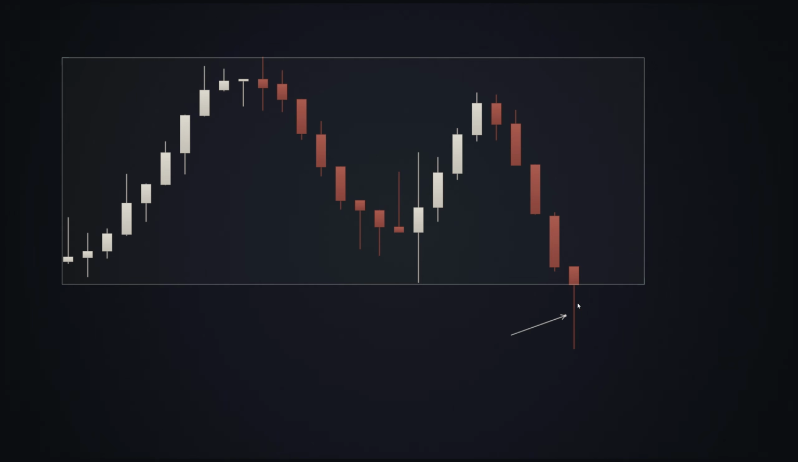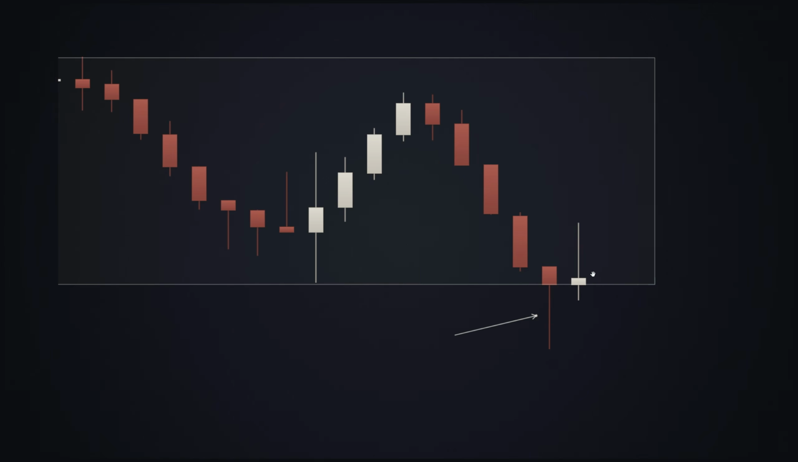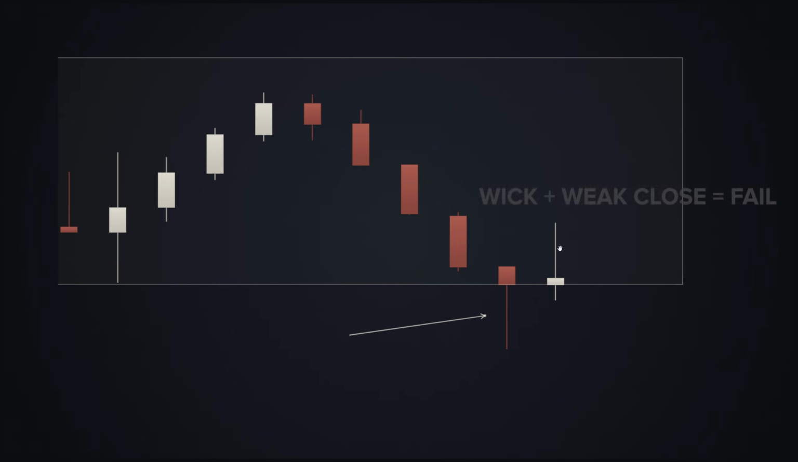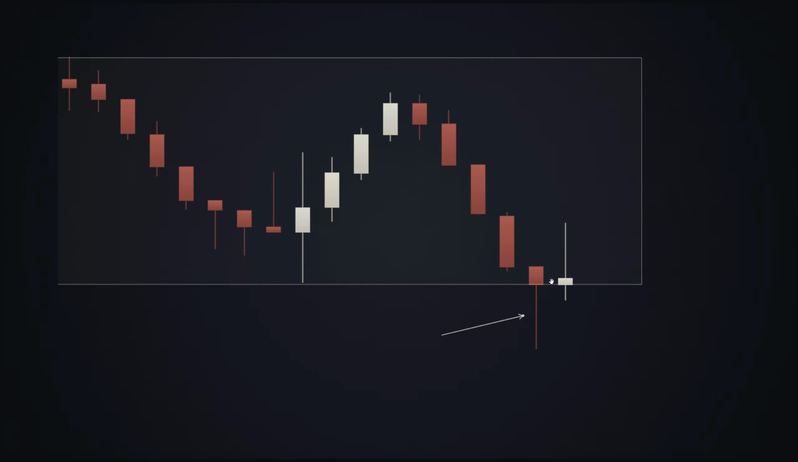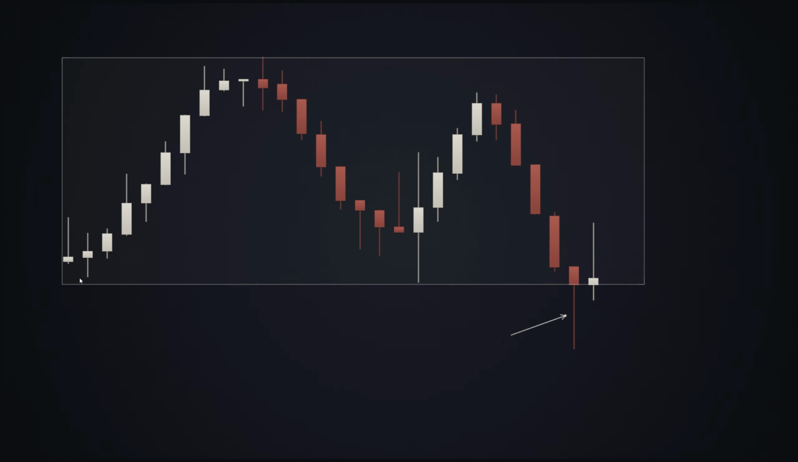Watch this carefully with me. The wick prints below the low. The next candle tries to climb back into the range, just like before. But here's the thing, it only gets halfway. The candle closes below the range, not above it. Price pokes its head back into the box, panics, and falls right back out the bottom. That's not a spring, that's a failed reclaim, and it's the single most expensive setup in the Wyckoff playbook, because initially it looks identical to a winner.